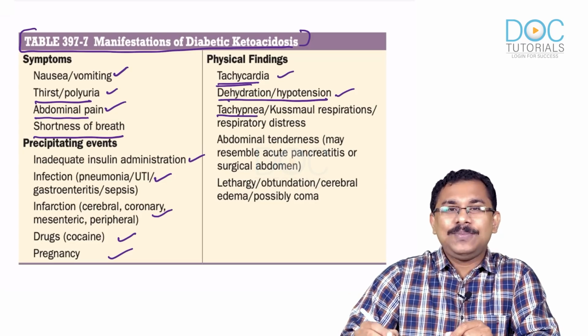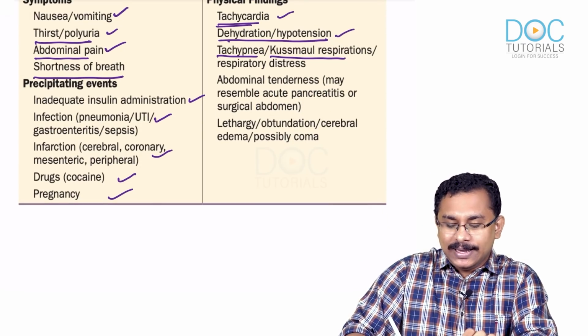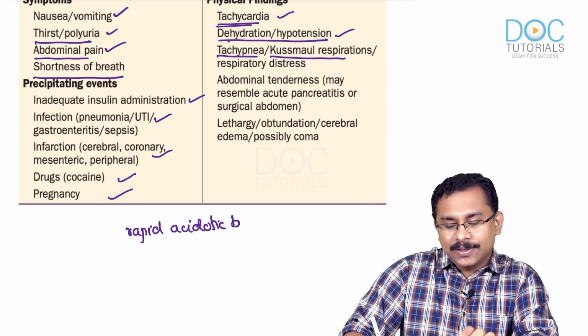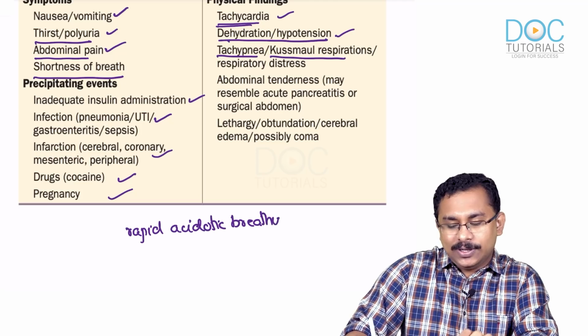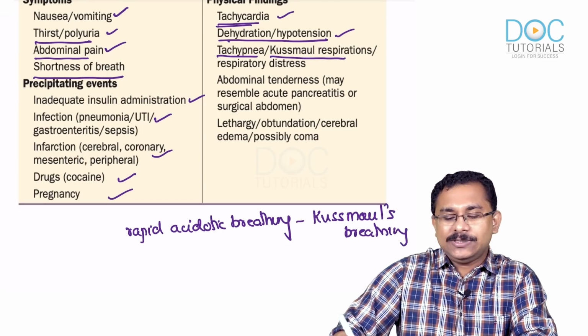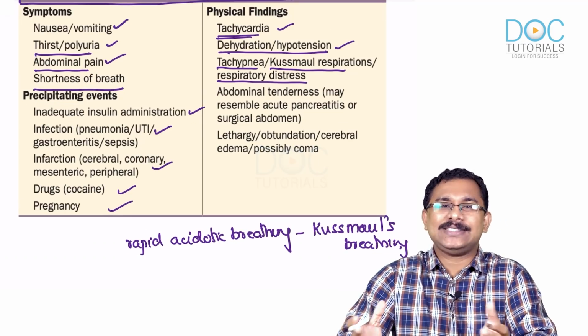And you will get tachypnea, and you will get Kussmaul breathing, which is your rapid acidotic breathing. This is what is referred to as Kussmaul's breathing. And the patient may sometimes present to you in the emergency as respiratory distress.